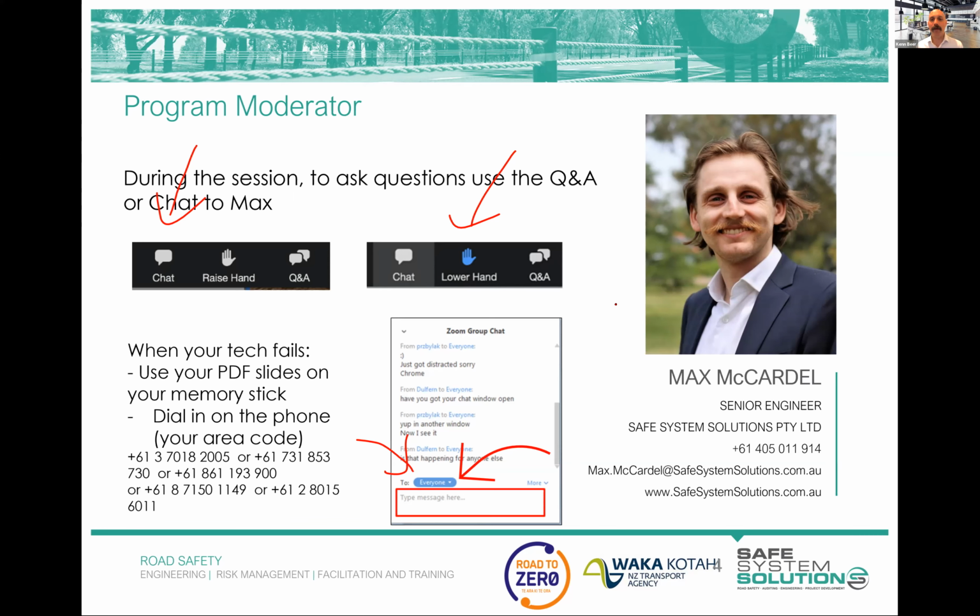Welcome back, Max. Yes, I'm on my hotspot now, so hopefully that provides a better connection. Don't know what's going on with the internet today, but fingers crossed the hotspot solves these issues.